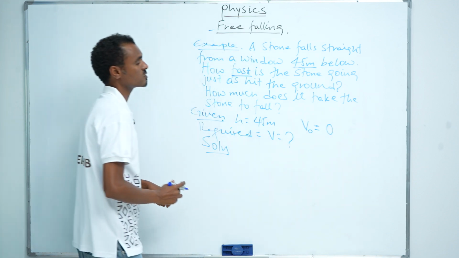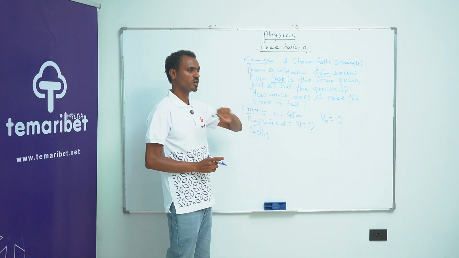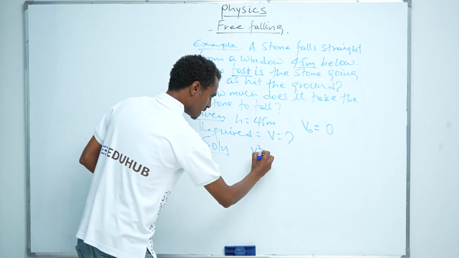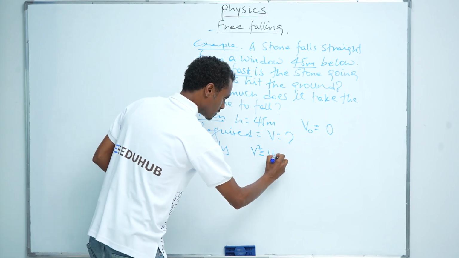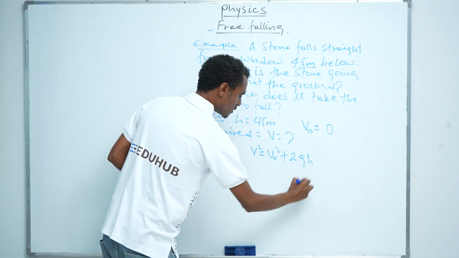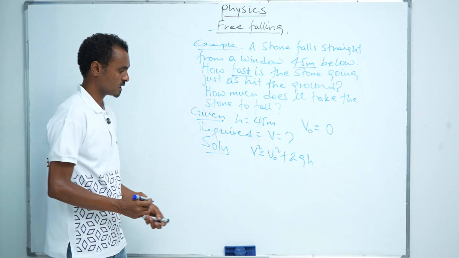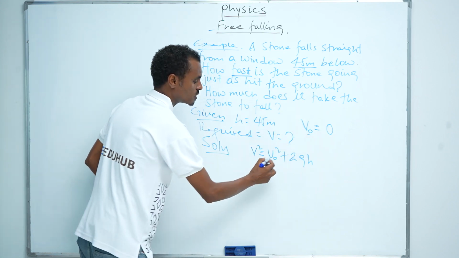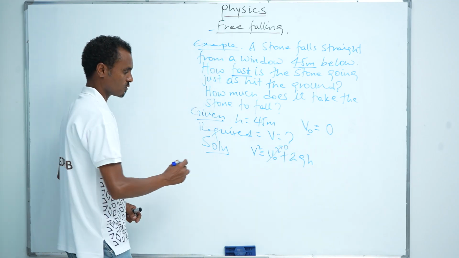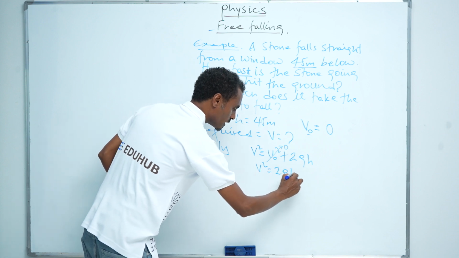Zero, because for free fall the initial velocity is always 0, so v square is equal to v naught square plus 2gh. We have 3 formulas. From that, we are picking this one. Our initial velocity is 0, so we must substitute 0. Then v square is equal to 2gh.